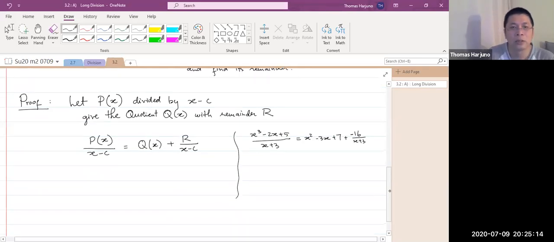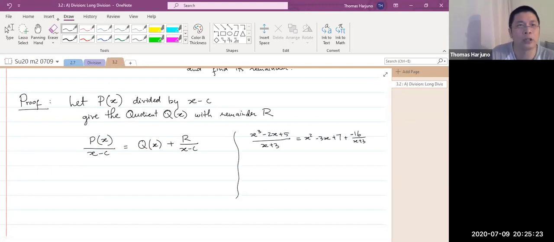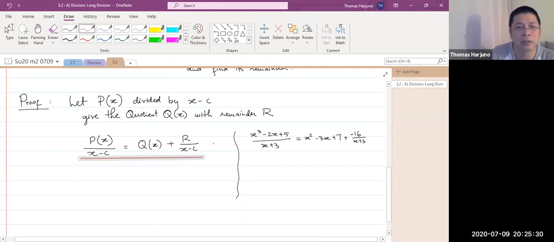Now, go back to my proof. If we divide by x minus c, we get the quotient and remainder, so that's what it's supposed to look like. Now multiply by the LCD, multiply by x minus c. Then we will get the polynomial equals x minus c times Q(x) plus r.